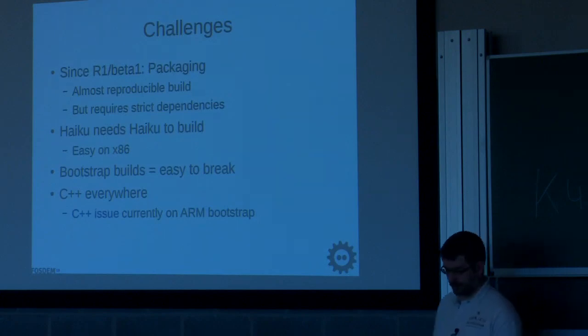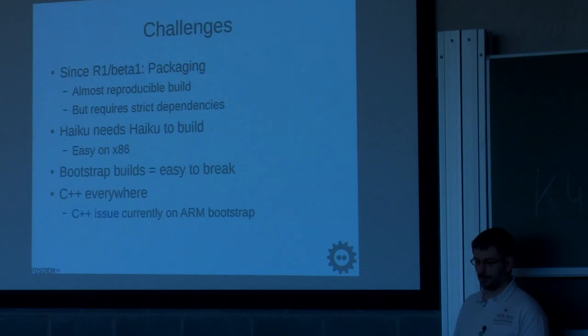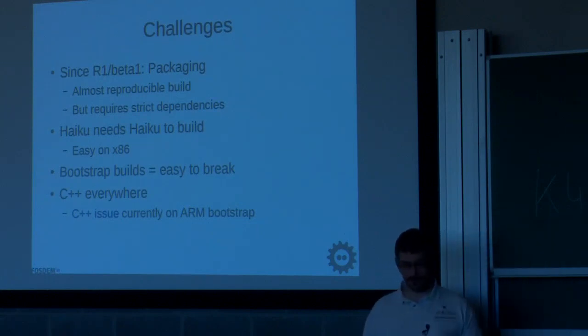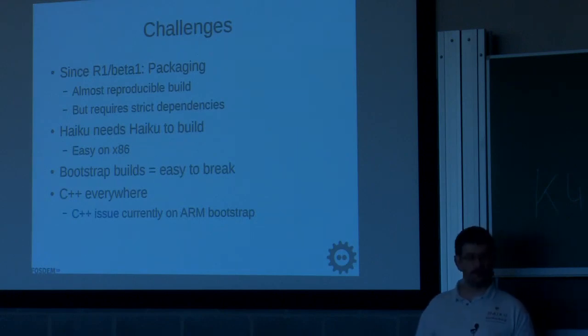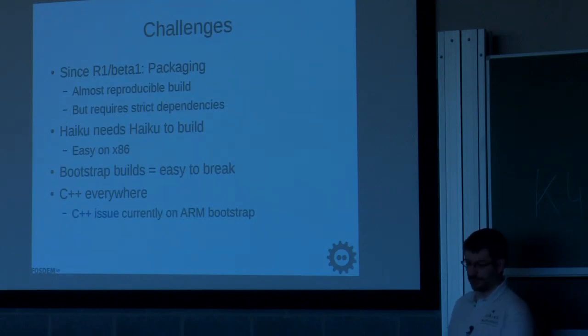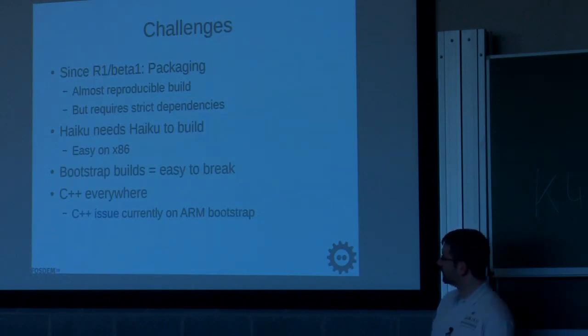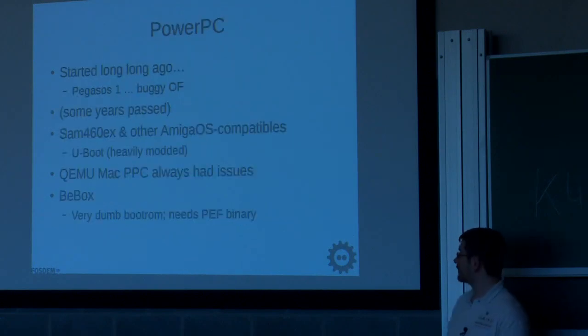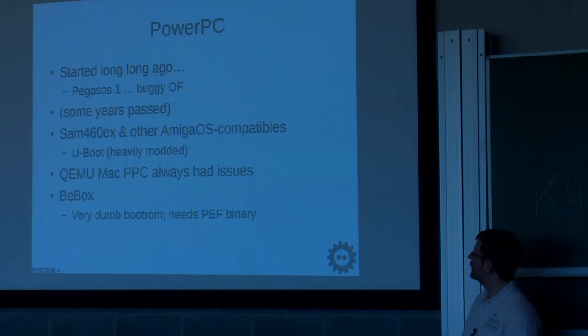So there are some challenges when you want to port Haiku to another architecture. First, since the latest beta, which is our first beta, we do support packaging, which is nice because we can almost have reproducible builds because we use a chroot to build stuff. But it also means the dependencies are stricter, so you can't just cut corners to bootstrap stuff. And Haiku basically needs Haiku to build itself, which is quite easy on x86, but not really on PPC or ARM. And so, yeah, bootstrap builds are not usually run by many people, so it's easy to break. And we also use C++, which can be a bit of a pain sometimes.